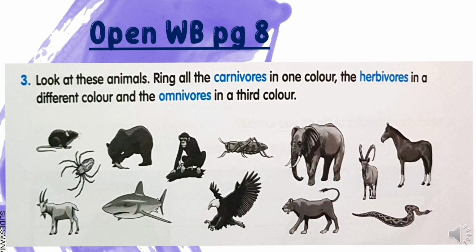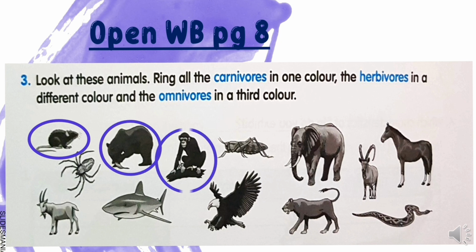So the first one is the mouse or a rat. What is it? Carnivore, herbivore, or omnivore? It is an omnivore. What about a bear? Yes, a bear is an omnivore. Monkey? Yes, monkey is also an omnivore. What about the locust or grasshopper, the insect? Is it a carnivore or a herbivore? It's a herbivore because it's on plants or grass, right?